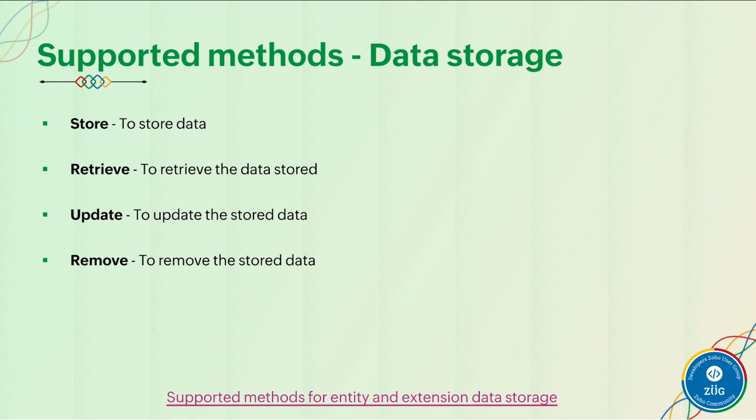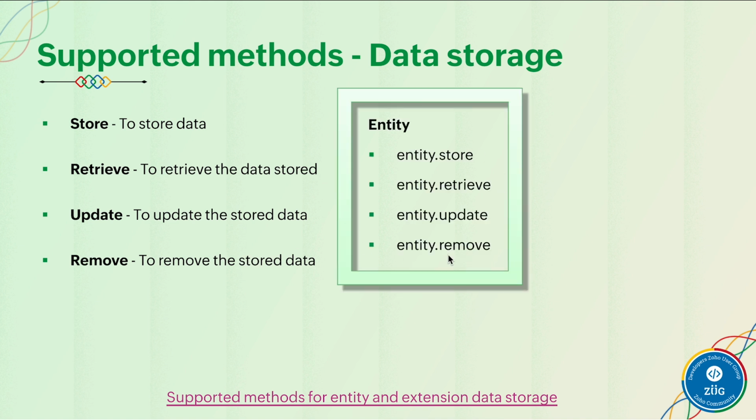But when we're invoking these methods as part of our widget code, the method names will differ for entity and for extension. So that's what we're going to see next. When it comes to entity, for these data operations that you're going to perform, the keyword entity will be prefixed to them. So you can see entity.store, entity.retrieve, entity.update, and entity.remove. You need to use these method names to invoke this specific functionality in your widget when it comes to entity level data storage.